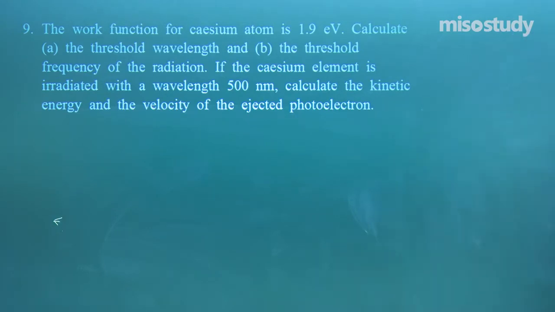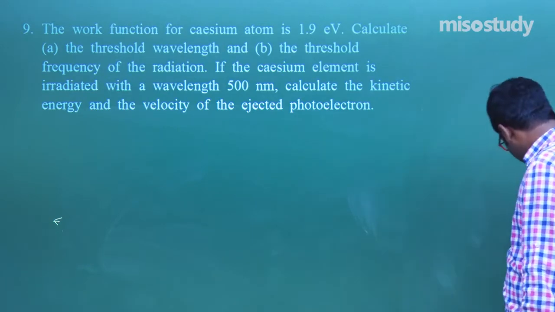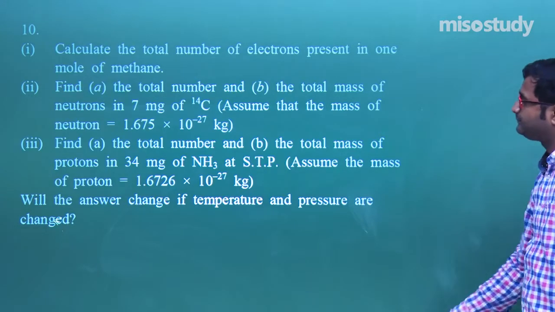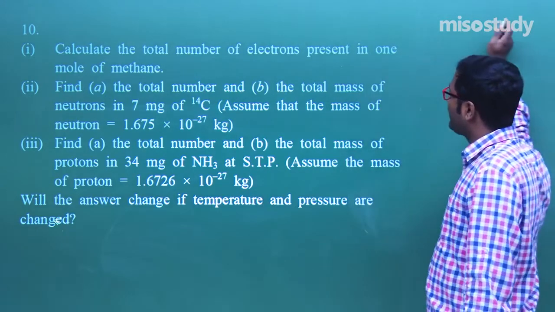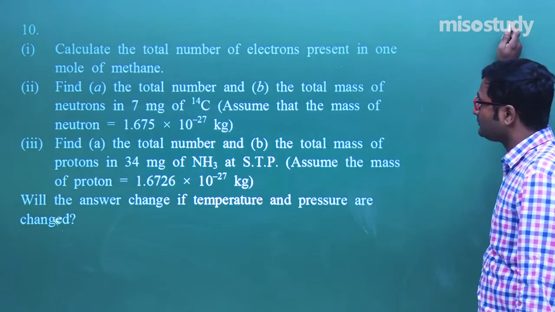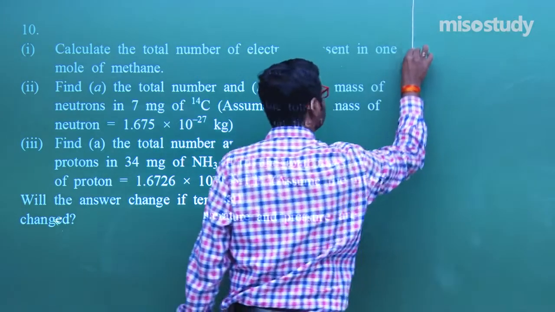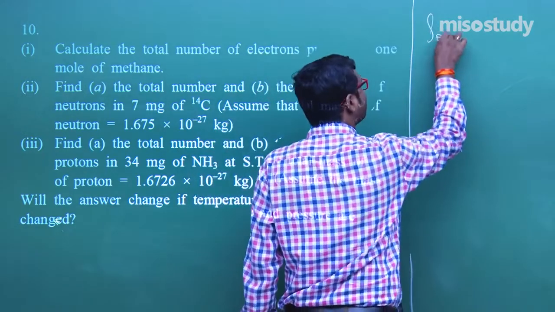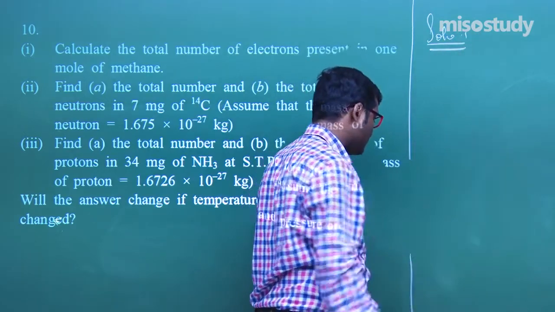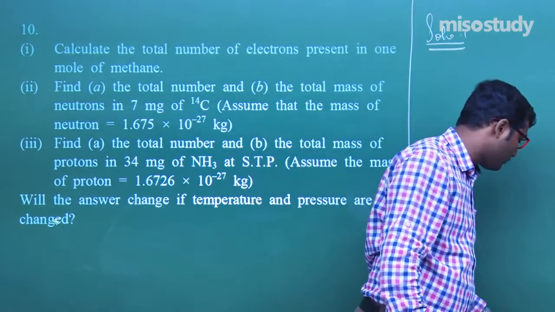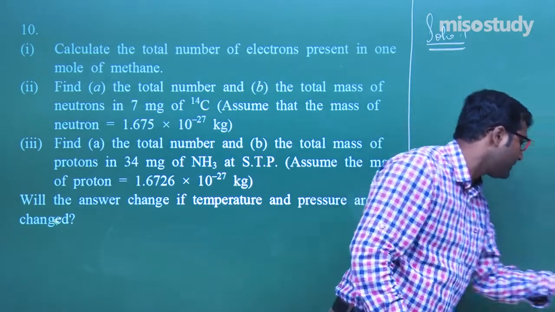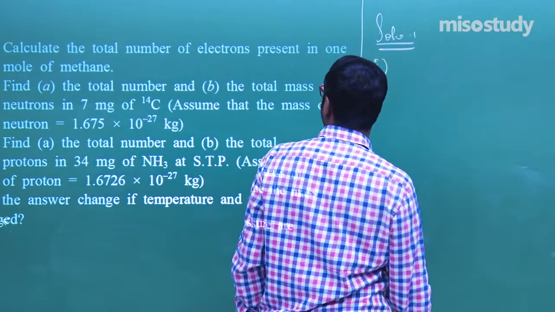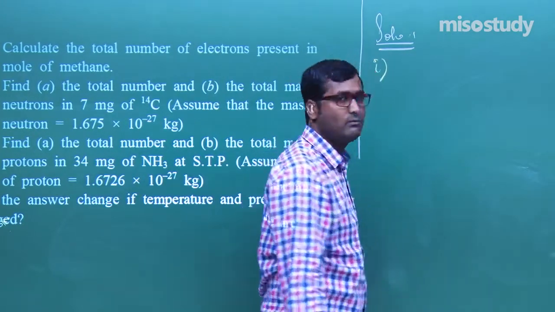Now let's move to the last question. Now what is the question? First part, calculate the number of electrons present in 1 mole of methane. This question touches chapter 1 also, and it will help you revise chapter 1 also. This is also a question from your NCERT book. Now what is the first part? Listen carefully. Calculate the total number of electrons present in 1 mole of methane.